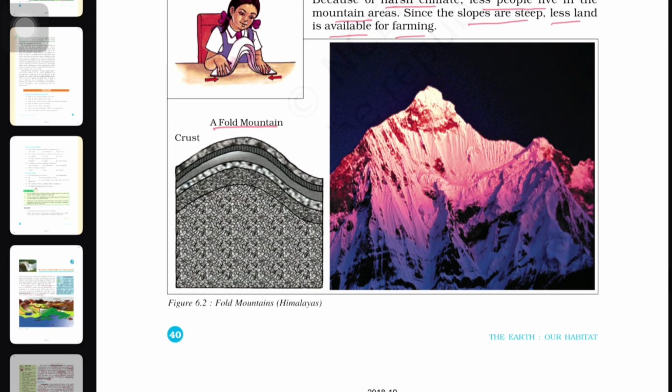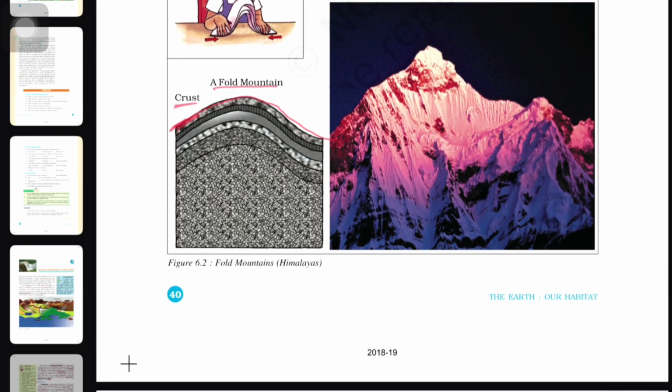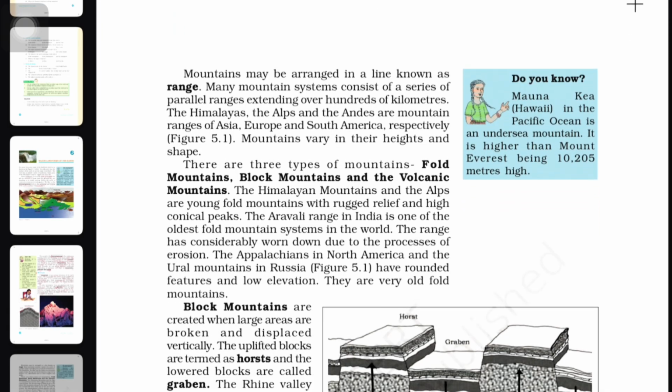Okay, so you can see this fold mountain over our crust. This is our crust area, and over this there is a fold mountain. The best example of a fold mountain is our Great Himalayas. Then come ranges. What are ranges? Mountains may be arranged in lines, known as ranges. If you see our Himalayas, there are ranges. There is a continuous pattern of mountains. This continuation is known as a range.